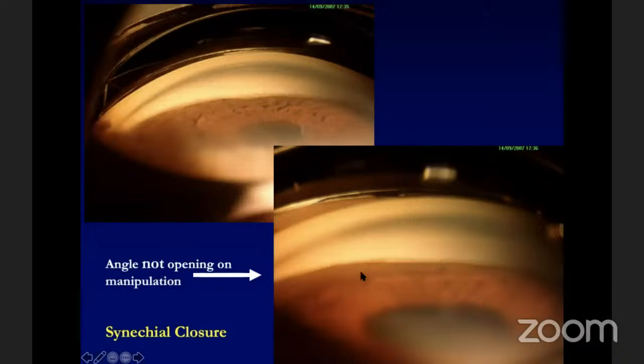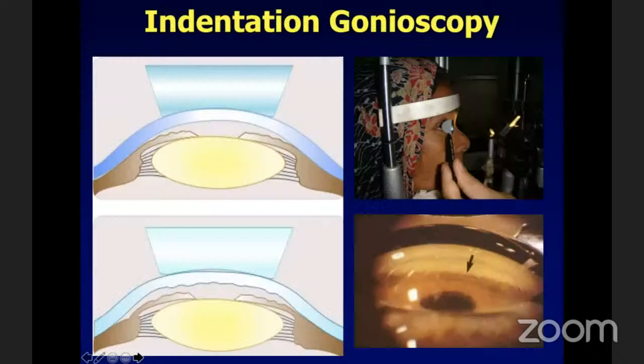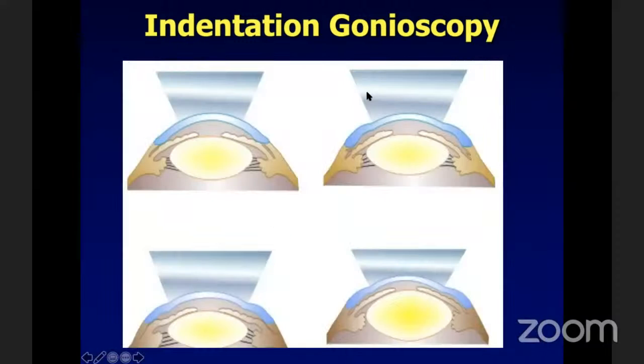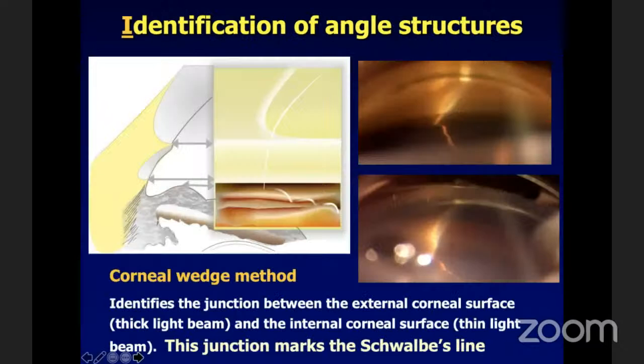In this situation, you can see on manipulation also the angle has not opened, and this is a synechial angle closure. If the angle doesn't open on manipulation, then you can do indentation gonioscopy. So here you are just pressing the lens on the cornea and pushing aqueous into the anterior chamber angle. So when you do this, if the angle opens up, that means it was appositional closure. If the synechiae remain as such, that means the angle is not going to open with pressure. That is a synechial angle closure. That is why you use indentation gonioscopy.